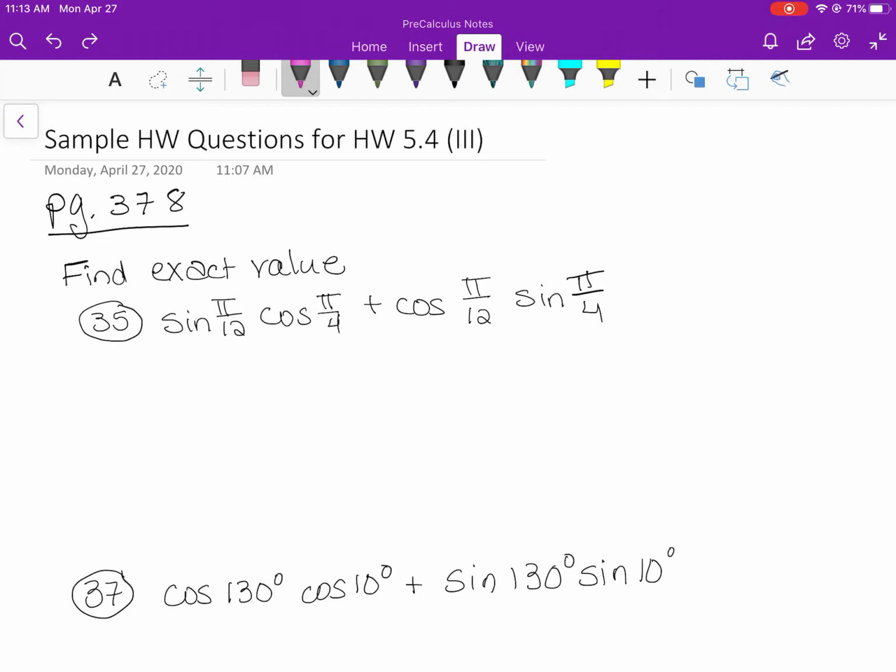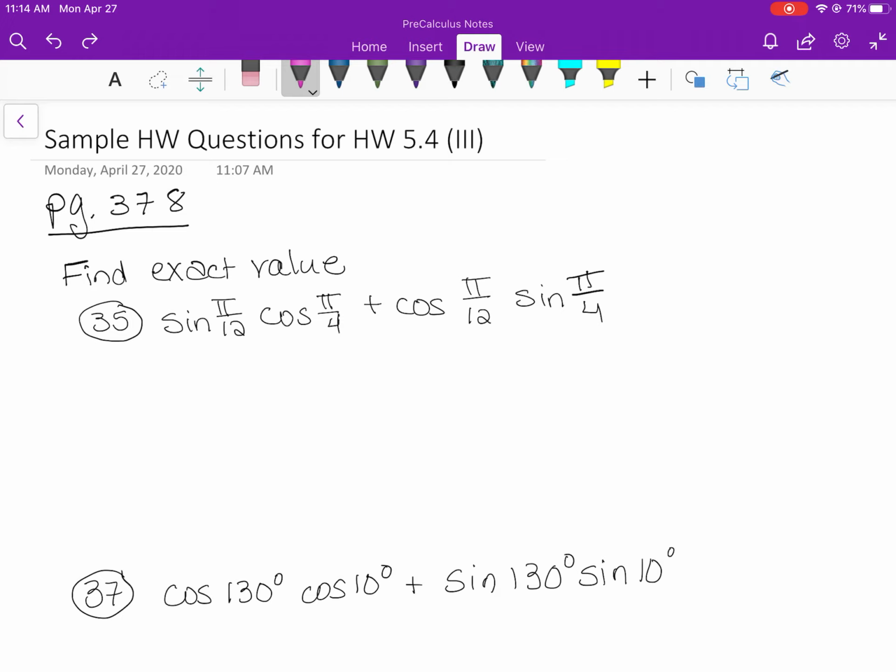All right, for the first one, I'm going to show you number 35. It's on page 378 in your book. When I look at this question, it says in the directions to find the exact value. I'm not going to be plugging this into my calculator. What I'm going to be doing instead is matching it up to one of my sum and difference formulas.